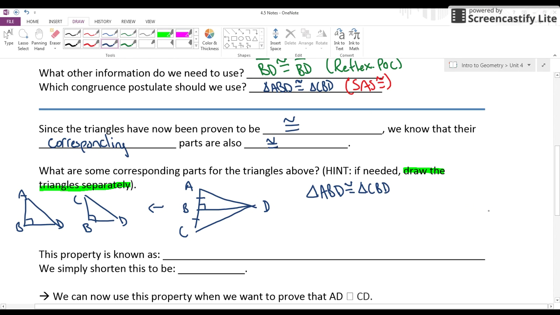So for example, since we know that the triangles are congruent, we could say which angles are congruent. Oh, we know angle A and angle C, they're in the same position, right? Angle ABD and angle CBD. Notice I'm using those 3 letters because that angle in the original diagram has more than one angle there, so I want to make sure I'm very clear. Right? We also know that angle ADB is congruent to angle CDB, and so on, right?